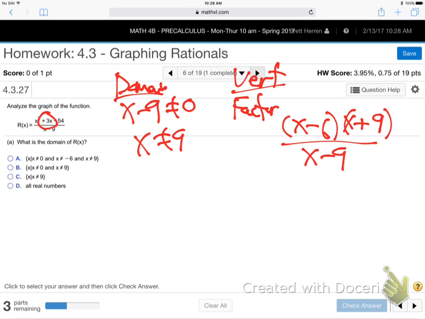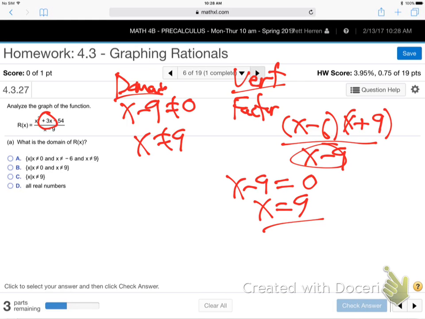So, just if you're not sure why that's plus 9 minus 6, FOIL it, multiply it. You'll see. Anyway, they don't cancel. Nothing cancels. So then we just grab the denominator and set it equal to 0. Same thing, x equals 9 is the vertical asymptote.